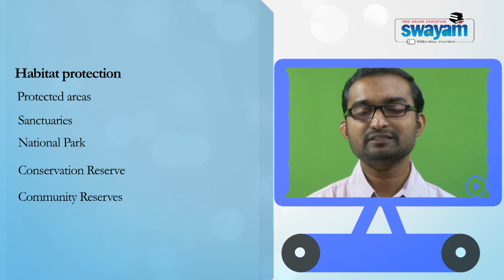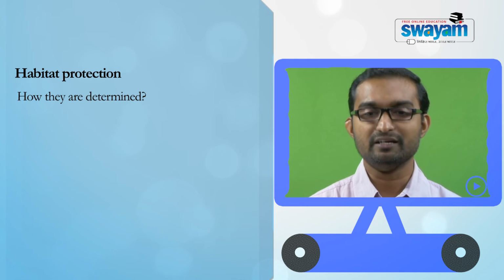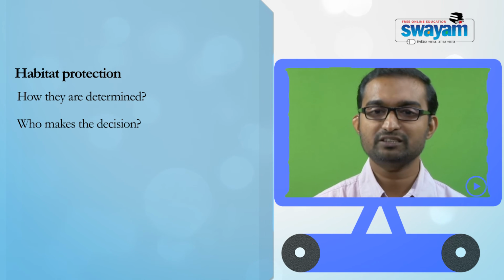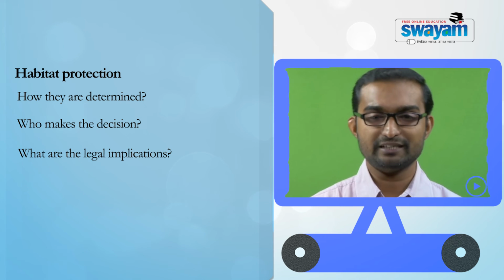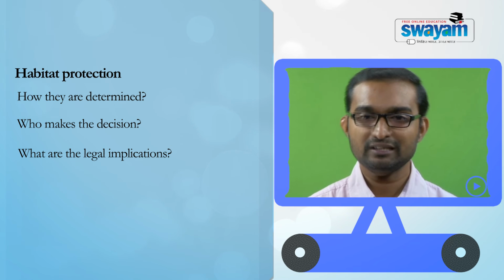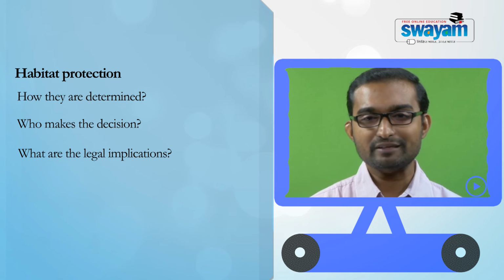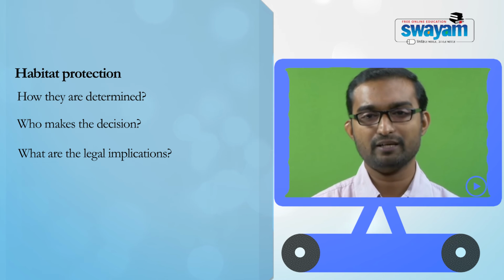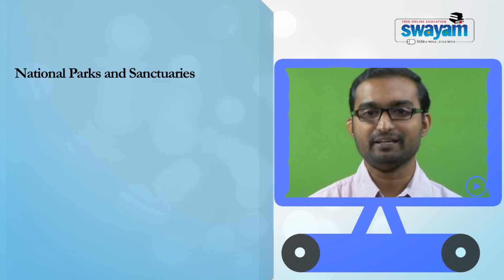So the critical questions in this context are how these protected areas are determined, who makes the decision, and what are the legal implications whenever there is a decision to declare protected areas, whether it is a sanctuary, national park, conservation reserve or community reserve. So we will discuss these protected areas one by one. First, national parks and sanctuaries.